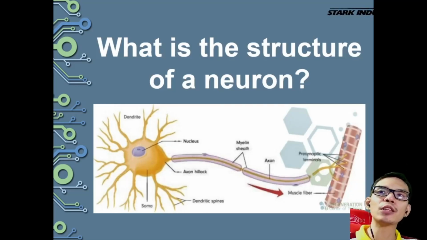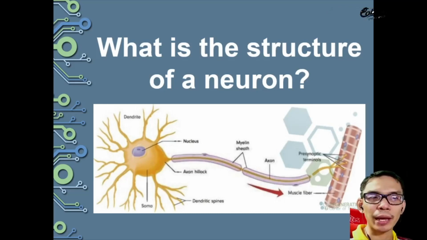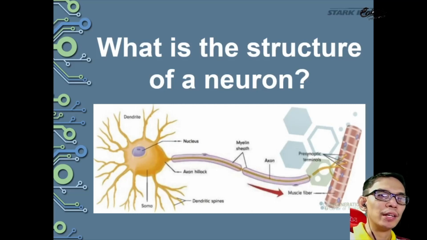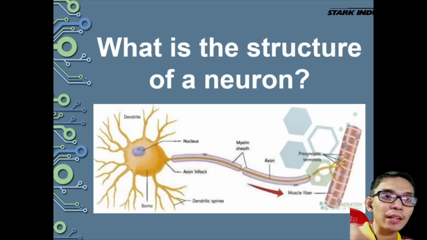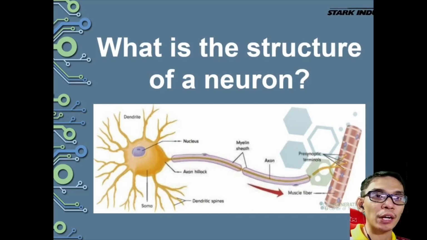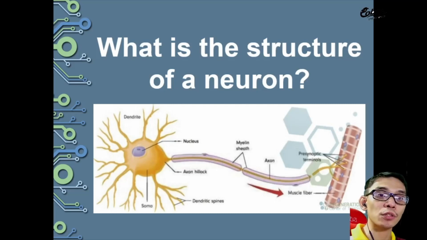By the way, there are a lot of neurons in our body. The longest neuron that is part of our body is found in the leg. It is attached to the end part of the spinal cord, and the end part of that neuron is located at the tip of your toes. It is more or less around 1 meter. So that is the longest neuron in your body.